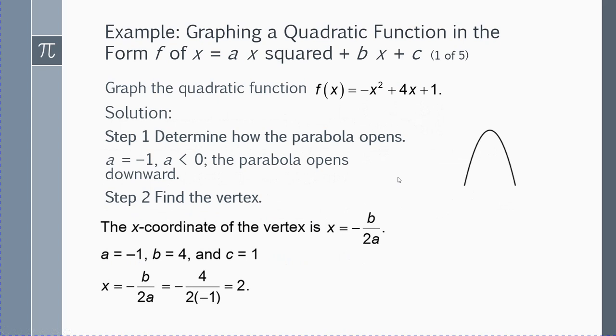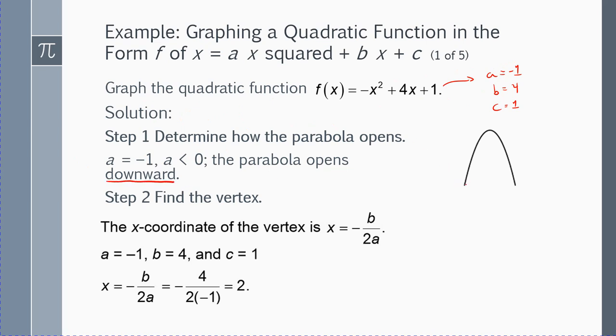Okay, this is a little bit harder. All right, so let's graph the quadratic function f of x is equal to -x squared plus 4x plus 1. Just so we're clear here, my value of a is -1, my value of b is 4, and my value of c is 1. I have these steps worked out here just to save a little bit of time, but determine how the parabola opens. Well, look, a is -1, so that's less than 0, so the parabola is going to open downward.